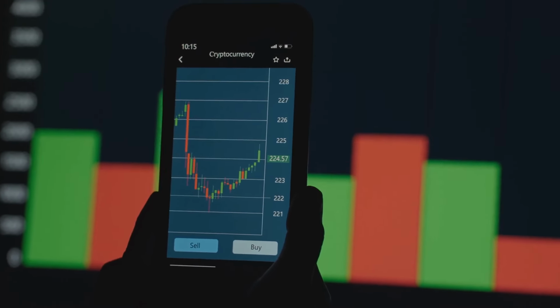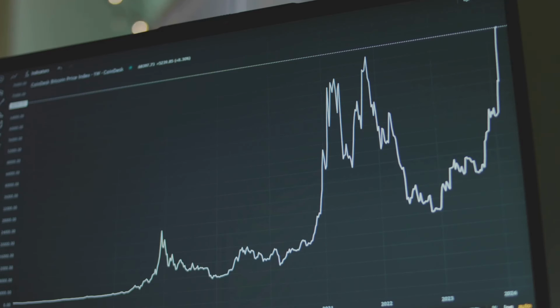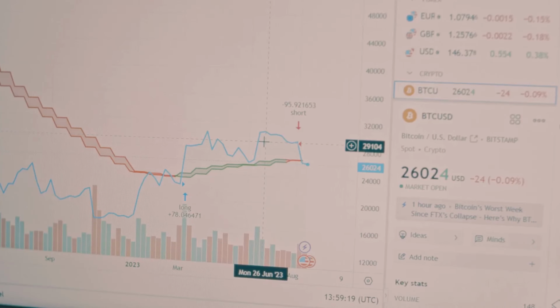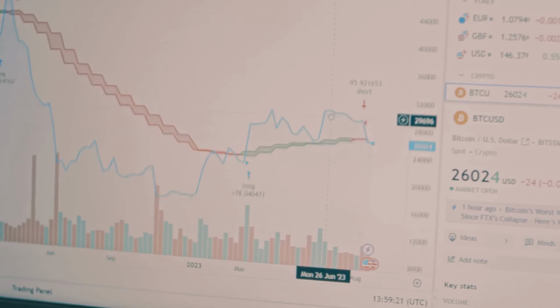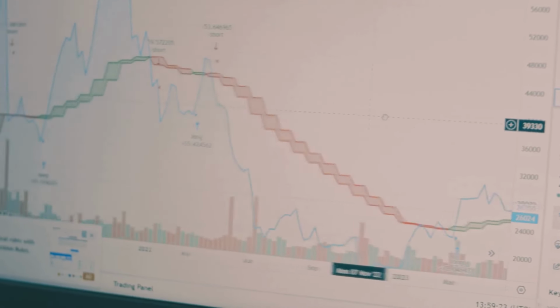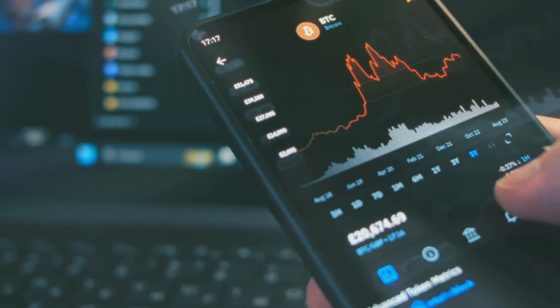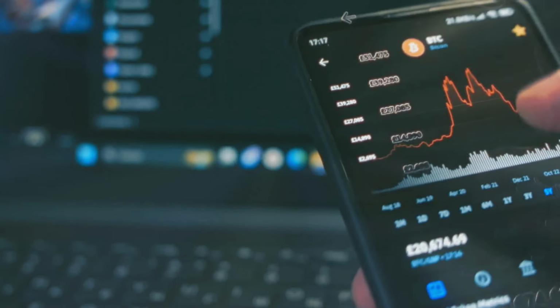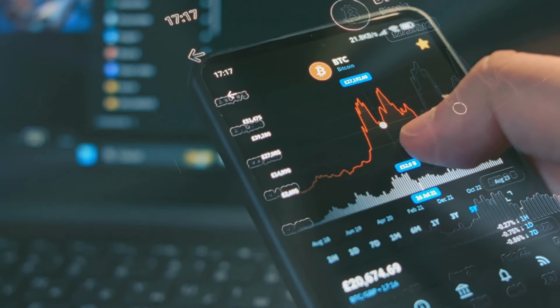No fancy tools needed. Steep lines mean strong trends. Flatter lines mean slower moves. Trend lines help traders and investors see the big picture and spot opportunities or risks early. They're not just for pros. Anyone can use them to make sense of crypto charts.